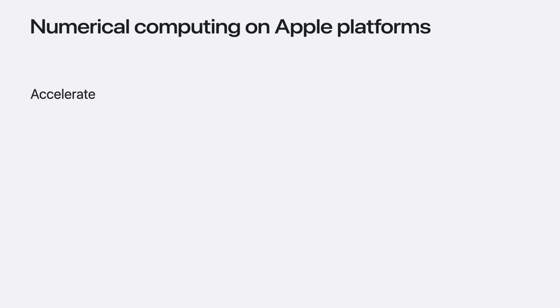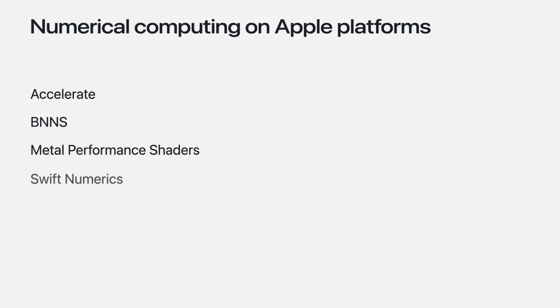Apple platforms have a rich numerical computing ecosystem. Each existing framework is great at what it's designed for. Accelerate gives you hand-tuned vector primitives on the CPU. BNNS is the building block layer for neural networks. Metal Performance Shaders gives you direct access to GPU kernels. Swift Numerics adds a complex type and generic numeric protocols. So when do you use MLX Swift?